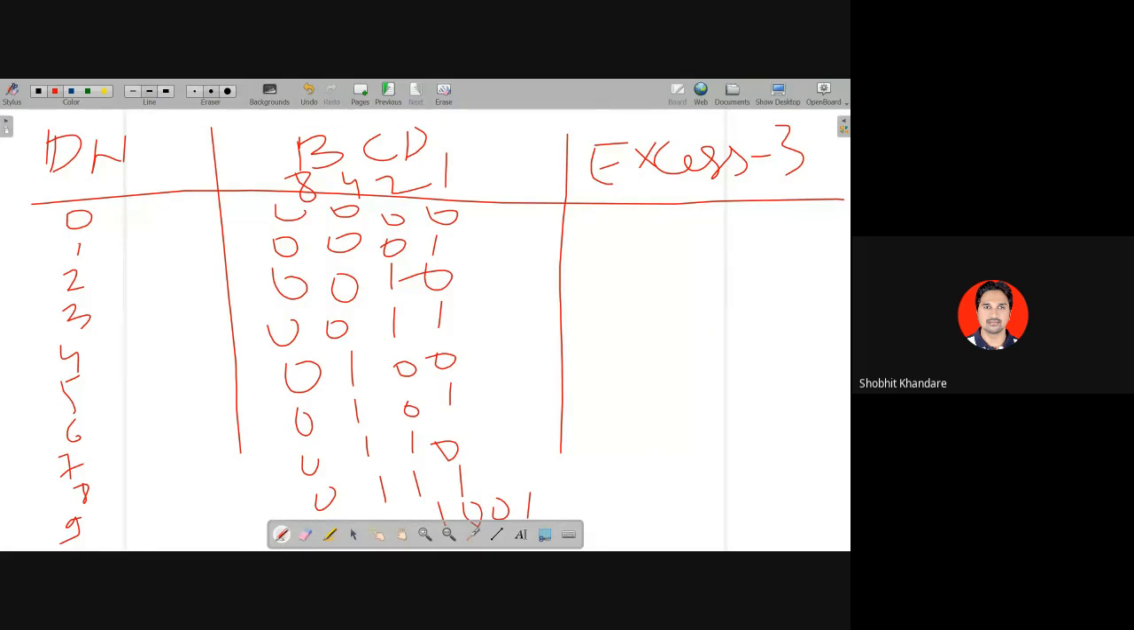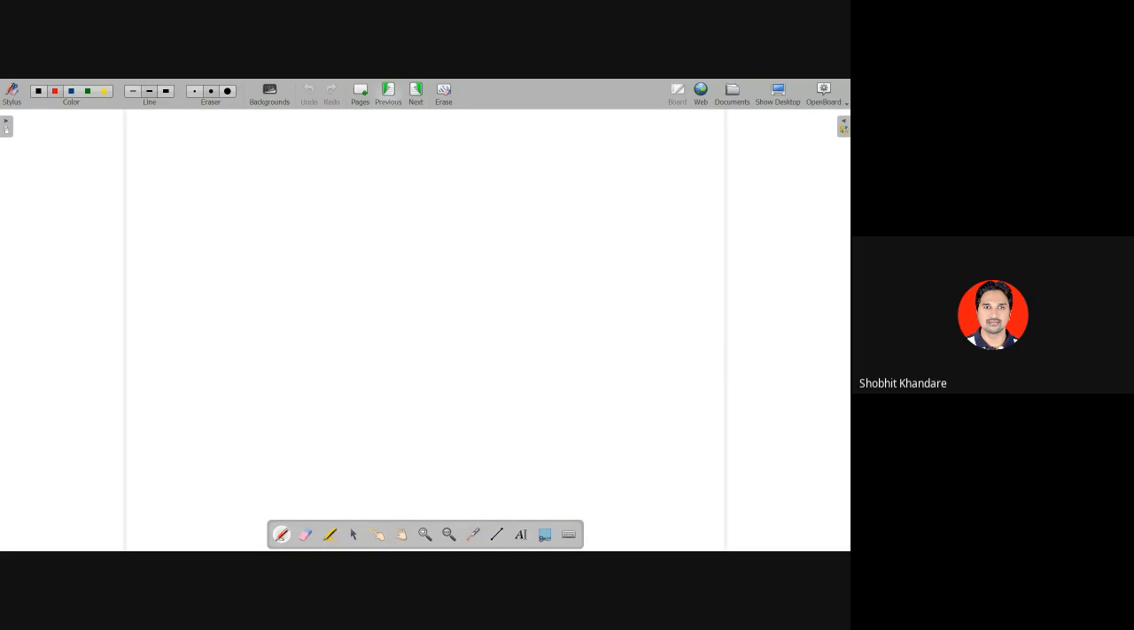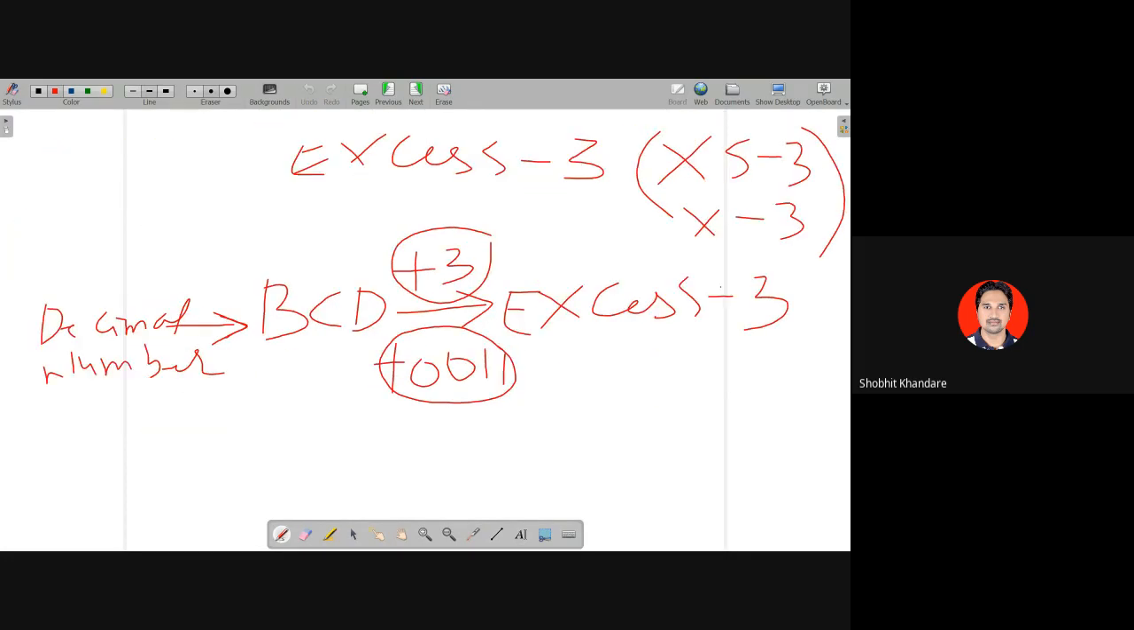I will take an example. For example, if I am taking 5. Okay, if I am taking 5, so 5 is here. So the BCD representation, हमने क्या बताया था? To get my Excess-3, you have to follow this step. So I have got a decimal number. If I am taking 5, I have got the BCD of that number. It is 0101. Now I have to add 0011 to this BCD code to get my Excess-3.